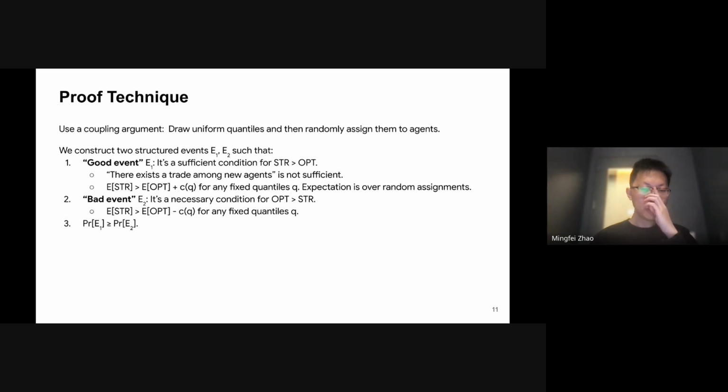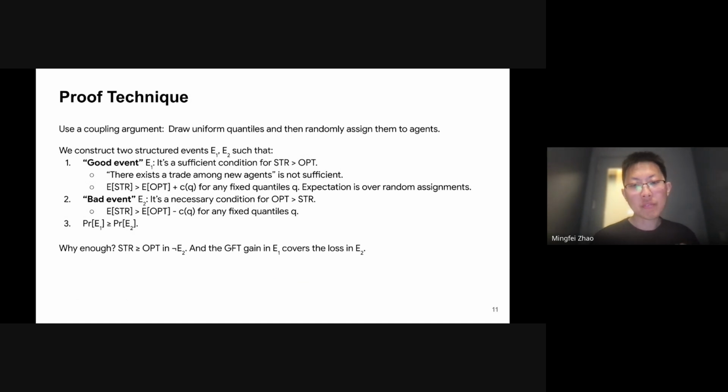And the last condition is, of course, we need the good event to happen more often than the bad event. So why is this enough to prove the theorem? It's because the bad event is a necessary condition, so that means outside of that event, the seller trade reduction is always at least as good as the opt. And also, the loss inside the bad event is covered by the gains in the good event.